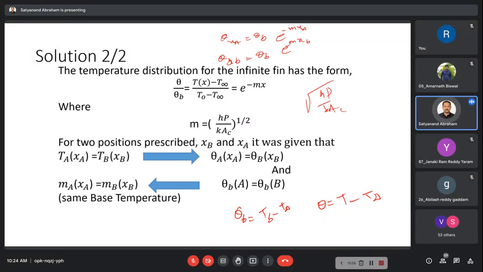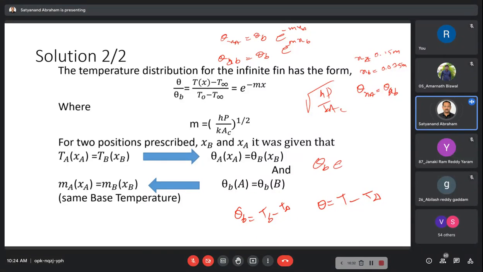But we know that at some x, xa is equal to 0.15 meter and xb is equal to 0.075 meter. We know that theta at xa is equal to theta at xb, right? At these points, the temperatures are going to be the same for both conditions. So we can equate theta b, because theta b is the same for both conditions.